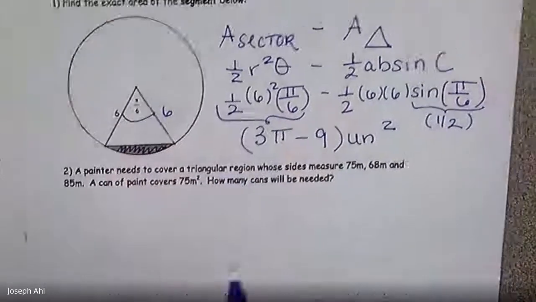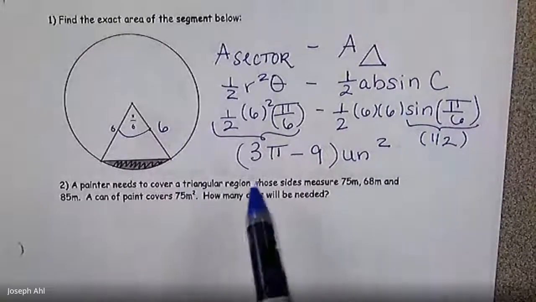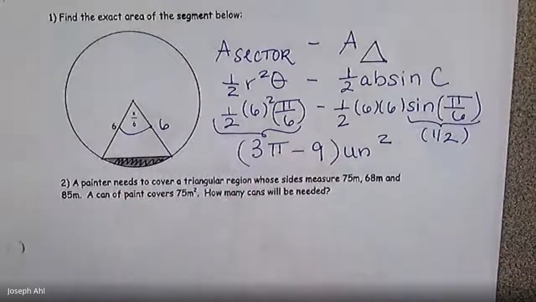I went through that kind of quickly, but I'll do another practice like this at some point to make sure we're good with this concept, okay? This is the exact area. If it said round to the nearest square unit, nearest tenth, nearest hundredth, of course, we could do that as well.